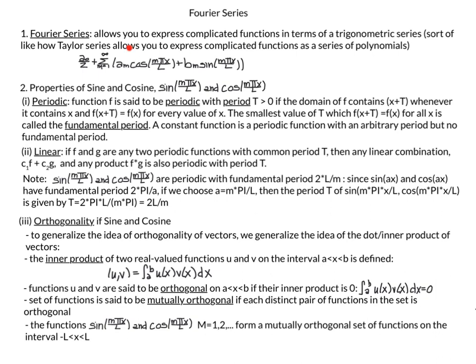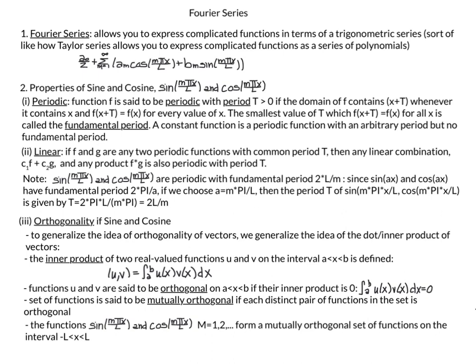So the Fourier series looks something like this. You have a starting coefficient, and then you have a sum of cosines with different frequencies and sines of different frequencies, and they have different coefficients in front of them. Each different frequency has a different coefficient. We will start by overviewing the Fourier series, and then we'll look at properties of sine and cosine.